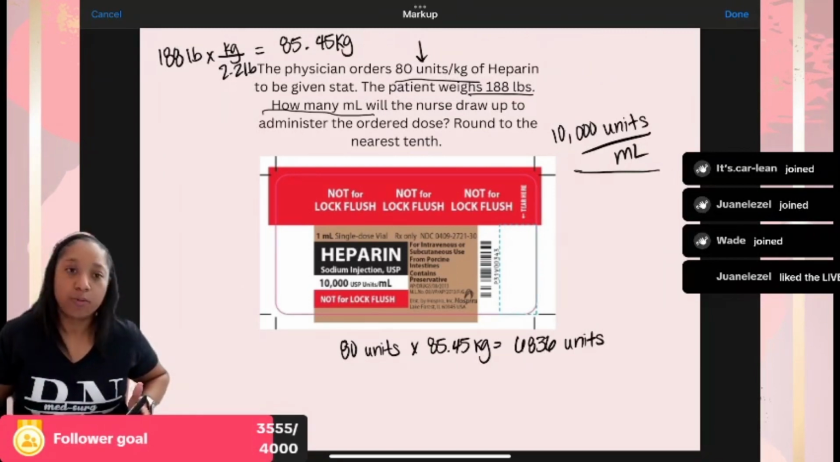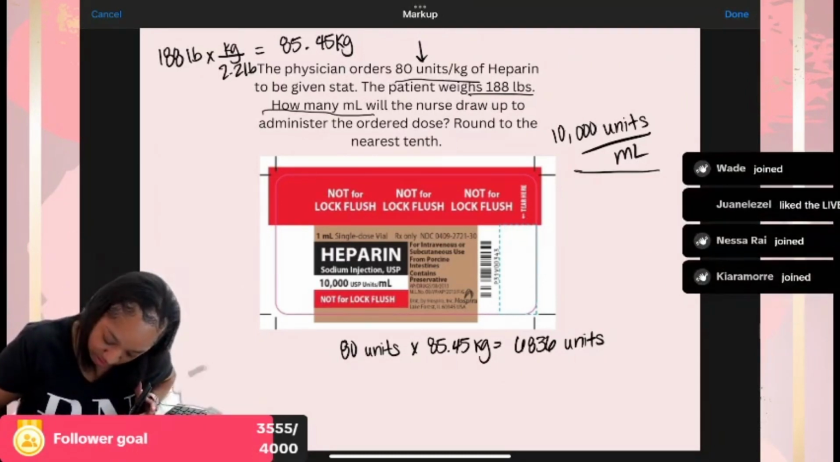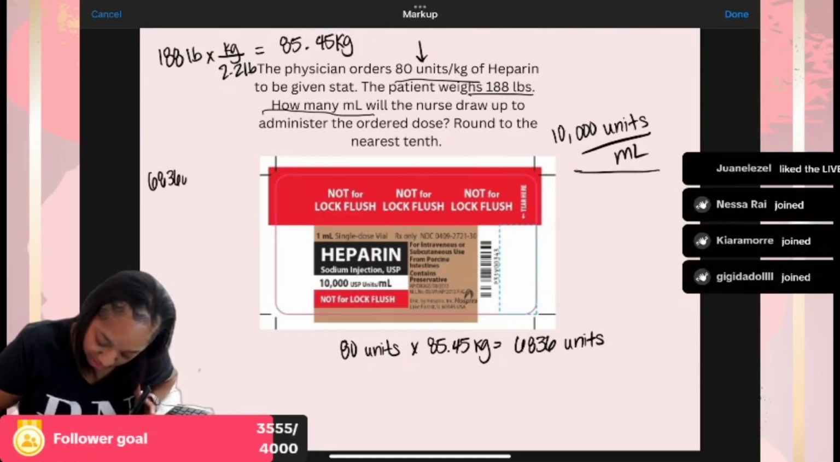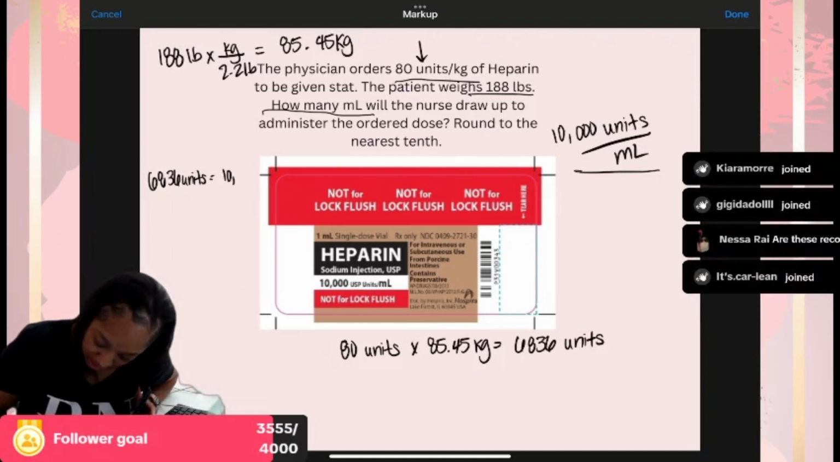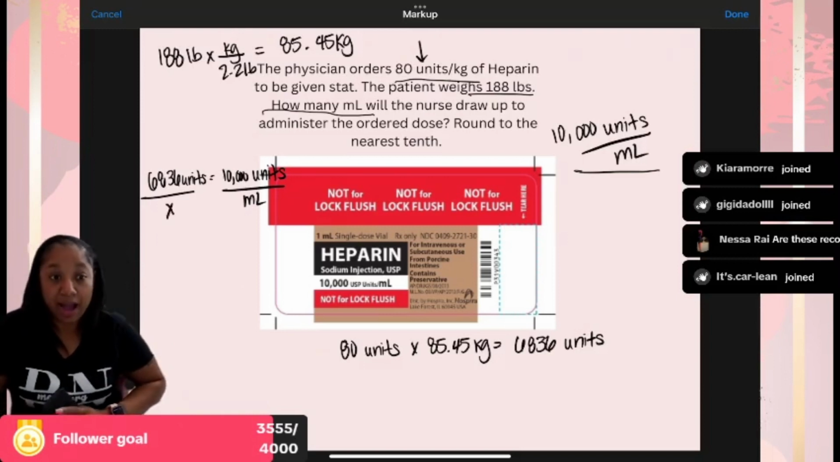we can set it up in a ratio proportion and the desired over half. So let's see, 6,836 units equals 10,000 units over the milliliters, and we don't know how much to give.